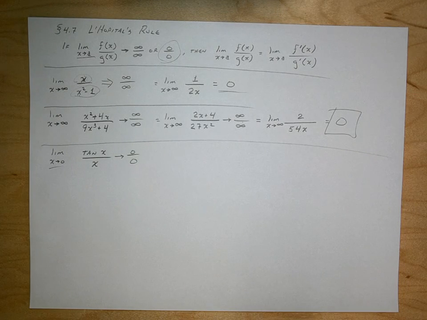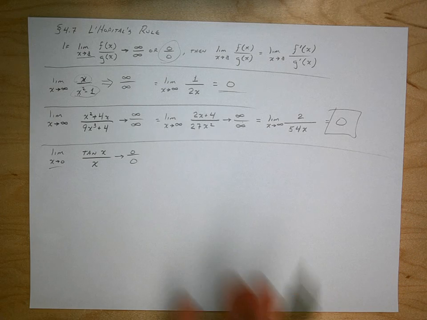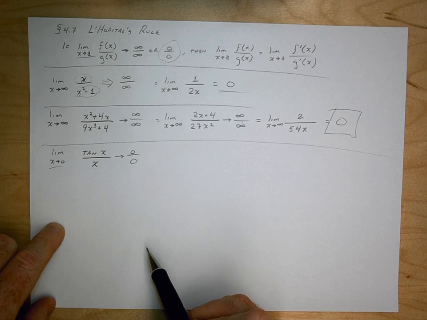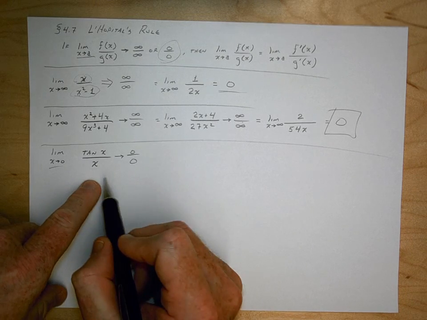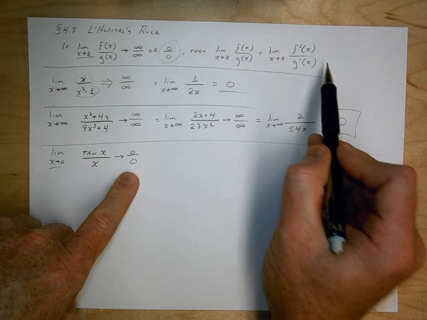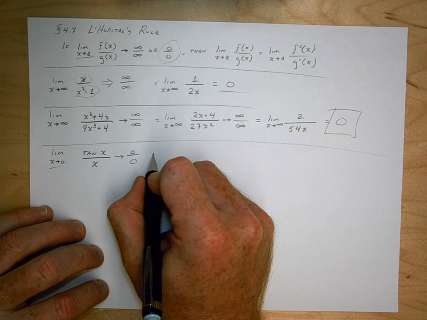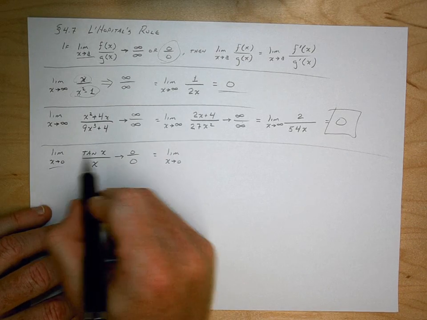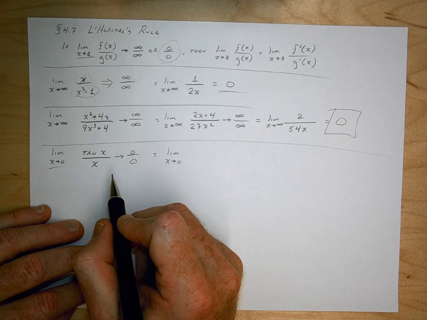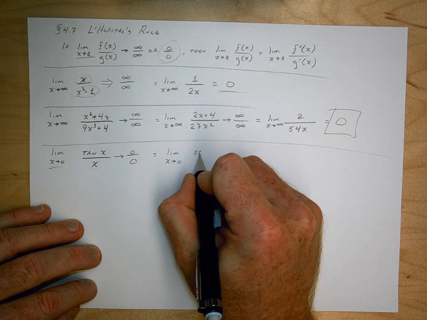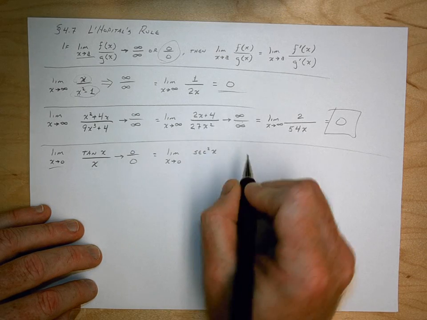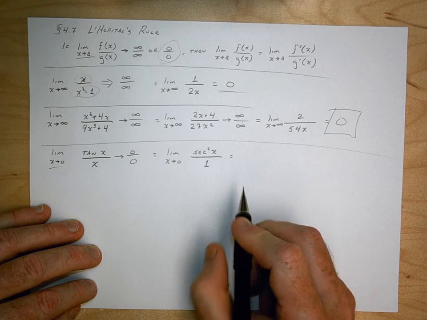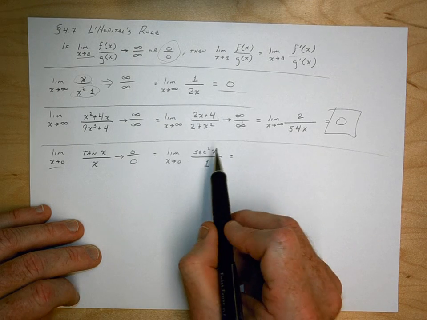L'Hopital's rule now gives us another technique for answering questions like what happens as I get really close to 0, but not exactly at 0. So I tried to evaluate it. I got an indeterminate form. I'm going to apply L'Hopital's rule. Take the first derivative of the top. The first derivative of tangent is secant squared. Derivative of x is 1. Evaluate this as x goes to 0.